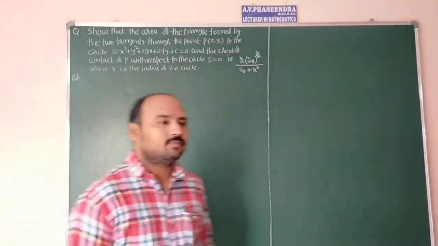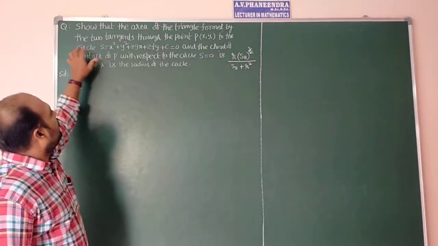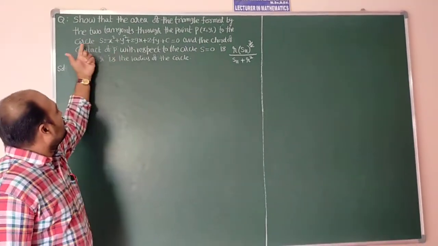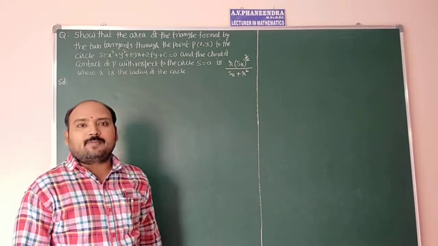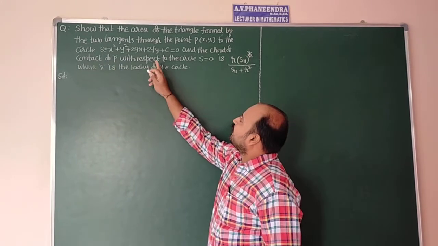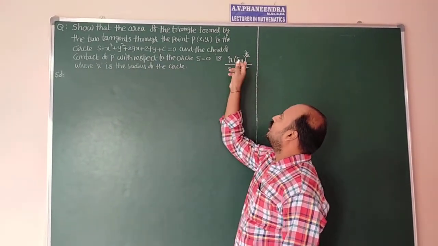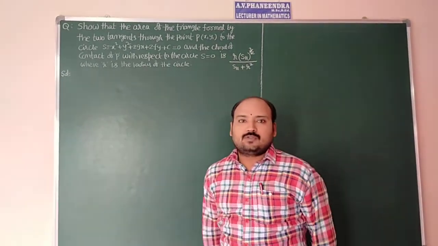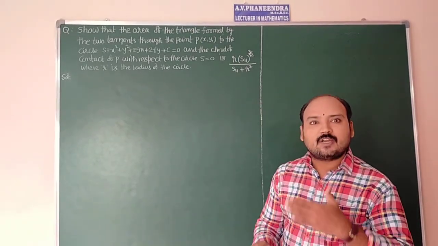Next question. Show that the area of the triangle formed by the two tangents through the point P(x1, y1) to the circle S equal to x square plus y square plus 2gx plus 2fy plus c equal to 0, and the chord of contact of P with respect to the circle S equal to 0, is r into (s11) whole power 3 by 2, divided by (s11 plus r square). So they are asking to calculate the area of the triangle formed by two tangents and the chord of contact.